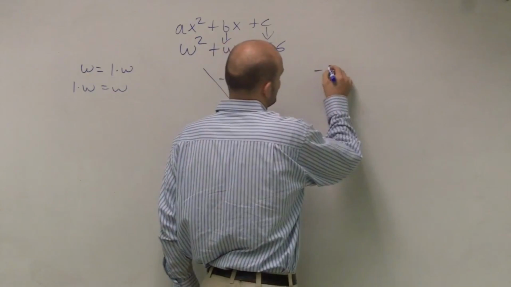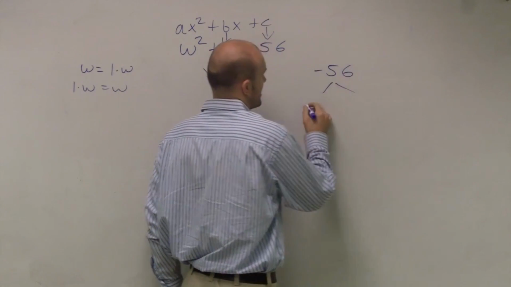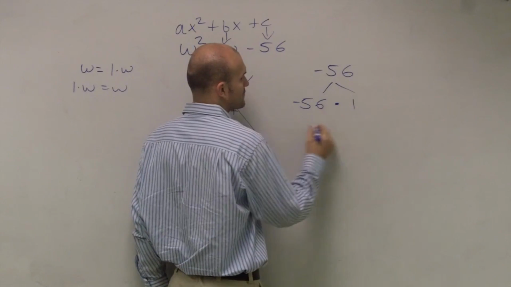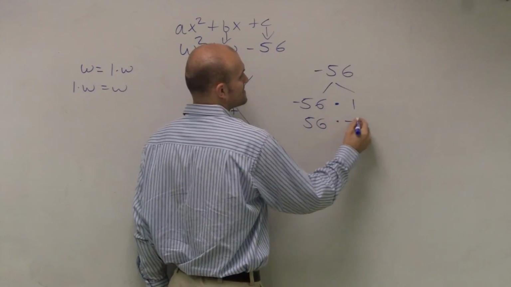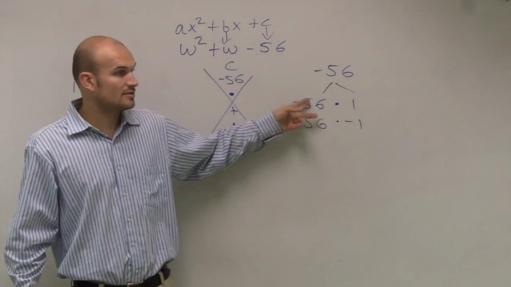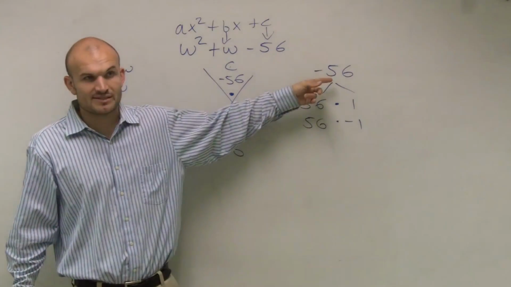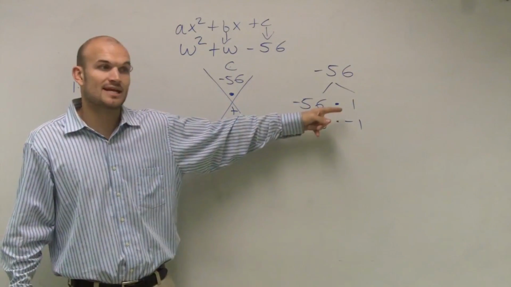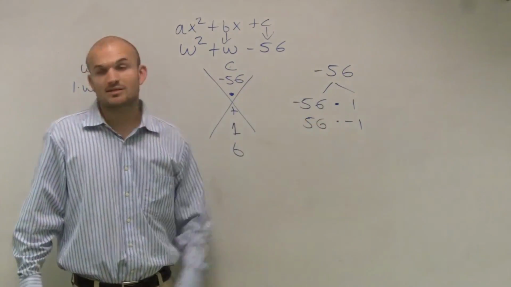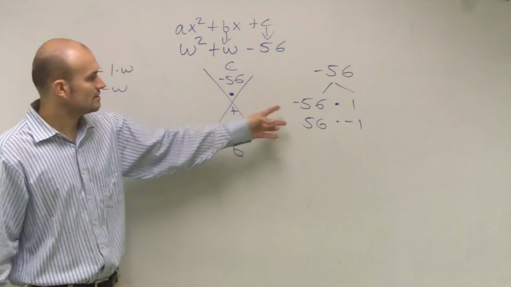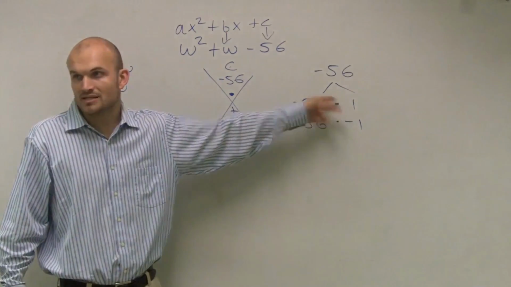So when I write negative 56, let's work on the first term, which is always the easiest: negative 56 times 1, or 56 times negative 1. Now make sure you write both of these, because there's a big difference. They both multiply to give you negative 56, but when you add these, there's a difference. Negative 56 plus 1 is negative 55. 56 plus a negative 1 is a positive 55. So there's a big difference.